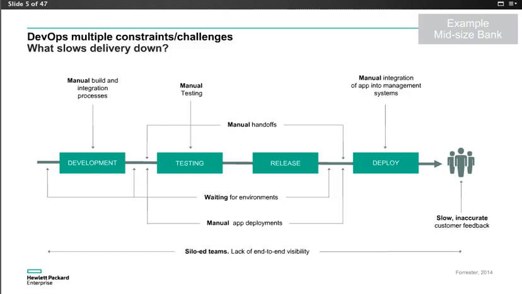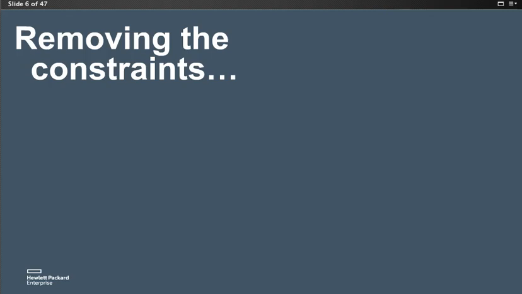And this is what business typically sees and complains about: the slow time to delivery and slow response from IT. And how can we remove these constraints, how can we speed up software delivery?